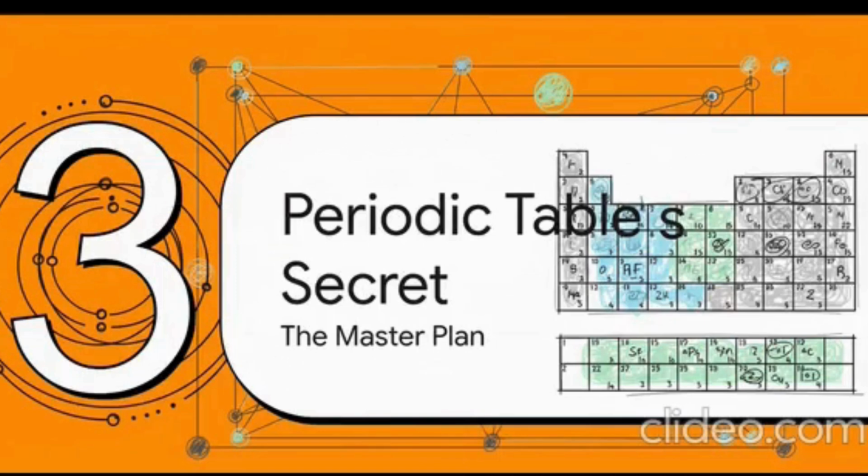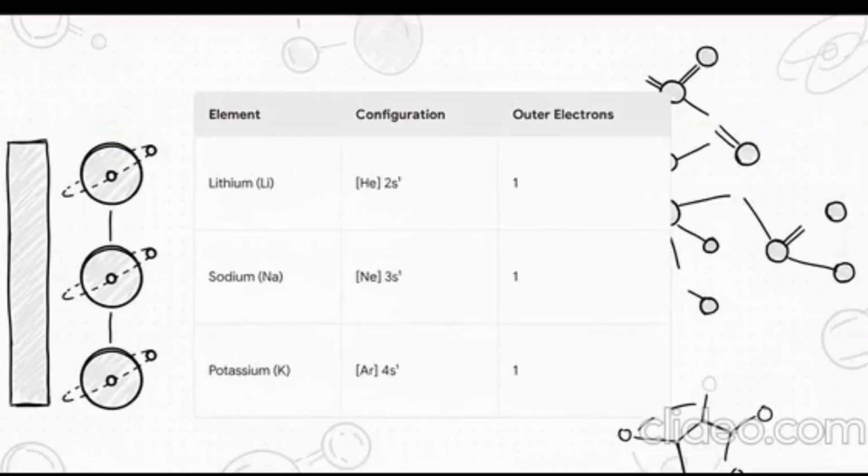Okay, now for the final big reveal. It turns out these electron addresses aren't just random facts about individual atoms. They hold the secret to the master plan of all of chemistry, the periodic table itself. So how does this work? Just look at lithium, sodium, and potassium. They're all sitting right on top of each other in the same column on the periodic table. Now look at their electron configurations. See that? They all end in s1. They all have exactly one electron in their outermost shell. And that is absolutely not a coincidence. It's the reason they all behave so similarly in chemical reactions.